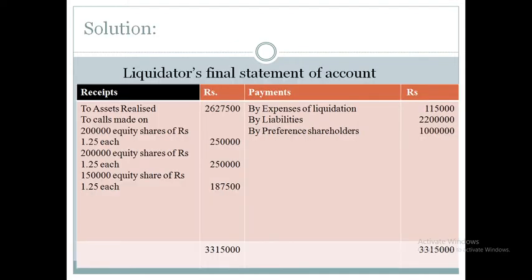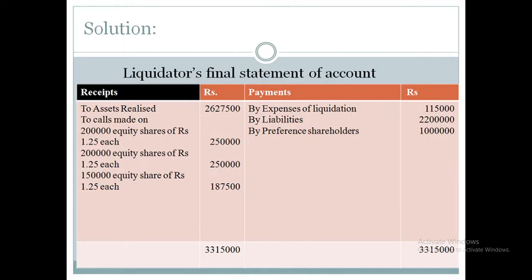So look at the solution here. In the receipt side we have assets realized. The major item of every liquidator's final statement of account is assets realized, amounting to rupees 26 lakh 27,500 here. In the credit side we have paid the expenses of liquidation amounting to rupees 1,15,000, and we have also paid off the liabilities amounting to rupees 22 lakh. So now just observe here, the assets realized is 26 lakh 27,500, and we have made the payment of liquidation expenses of rupees 1,15,000, and also paid the liabilities amounting to 22 lakhs.